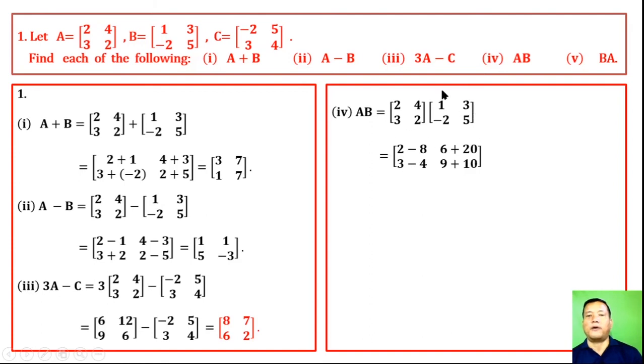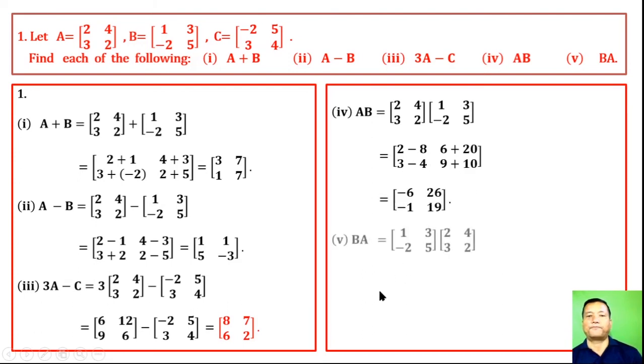Second row, first column: 3 into 1 is 3 plus 2 into minus 2 is minus 4, so minus 1. Second row, second column: 3 into 3 is 9 plus 2 into 5 is 10. We get 19.